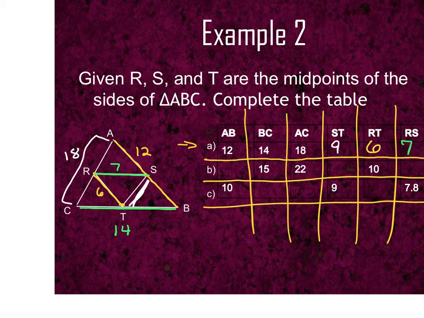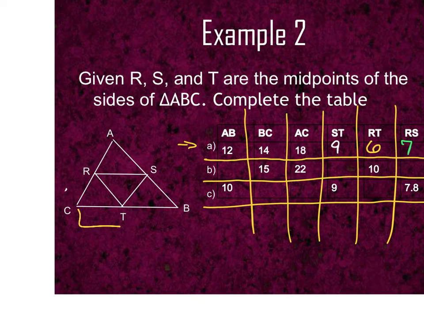Now we're still using the same picture. So now I'm going to erase all of my numbers on it, and now I'm going to do line B. So now we're changing the numbers and use what's given in line B. So the first piece of given was BC again. This time they told us BC is 15.